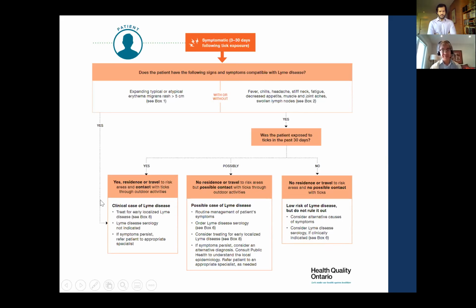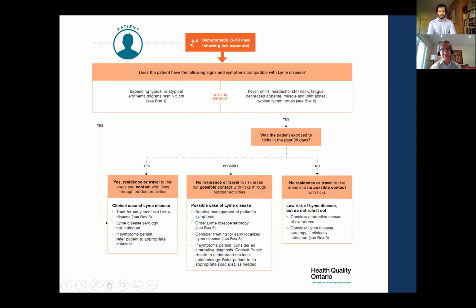On this box, if they do travel or hike a lot, or in areas where there is quite a bit of Lyme, then certainly that increases your index of suspicion. If they have the signs and symptoms and the epidemiological risk, you can certainly treat them as such. And as discussed, serology is really going to help you if it's positive, but if it's negative, you're likely going to ignore it because it is likely a false negative.